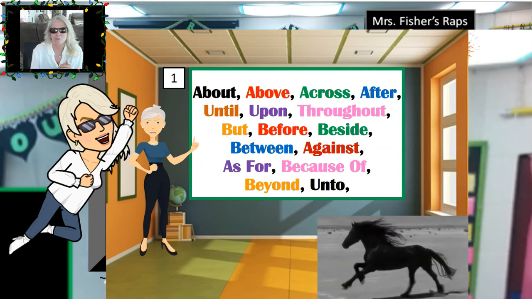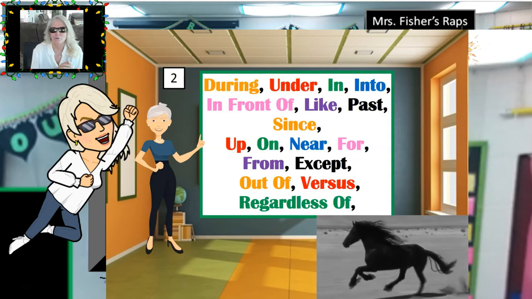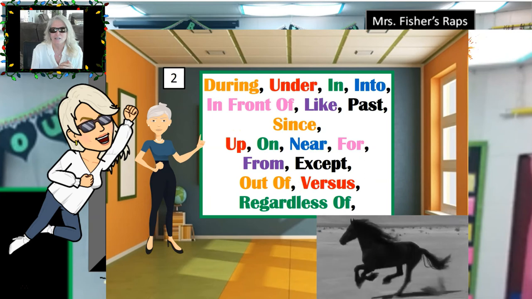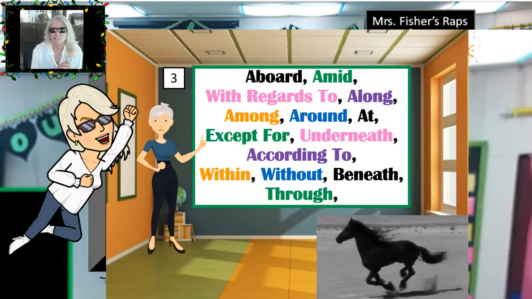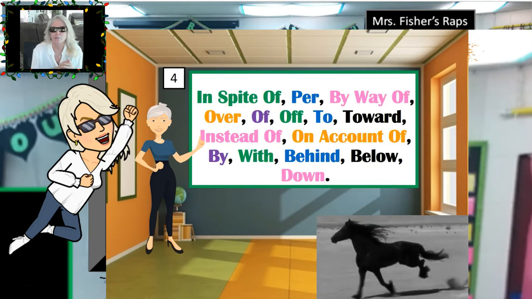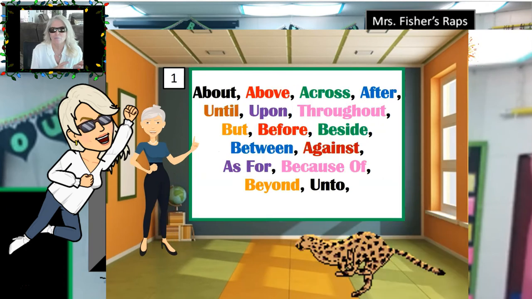Throughout, but before, beside, between, against, as, for, because of, beyond, unto, during, under, and into, in front of, like, past, since, up, on, near, for, from, except, out of, versus, regardless of, aboard, amid, with regards to, along, among, around, and except, for, underneath, for, to, within, without, beneath, through, in spite of, for, by way of, over, of, up, to, toward, instead of, on, account of, by, with, behind, below, down.